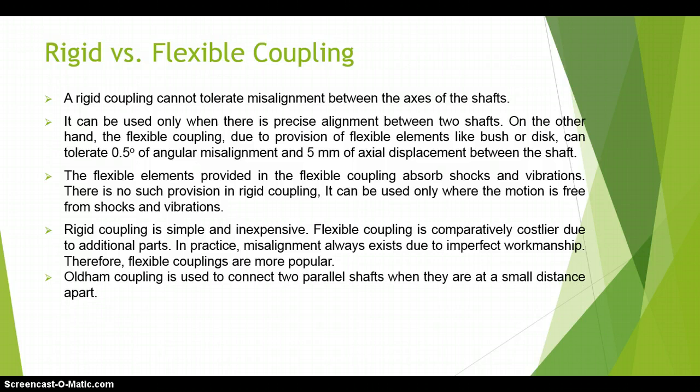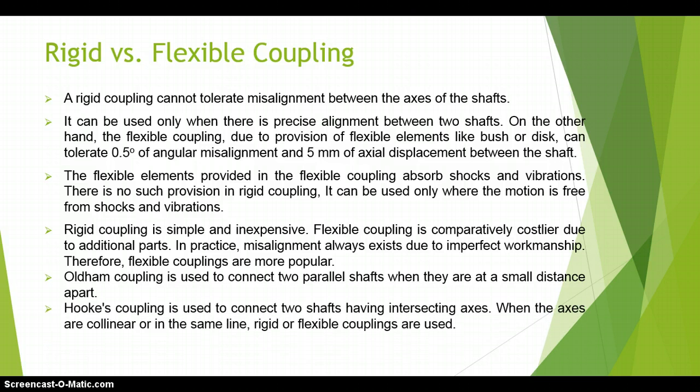Oldham coupling is used to connect two parallel shafts when they are a small distance apart, and Hooke's coupling is used to connect two shafts having intersecting axes. When the axes are collinear, or in the same line, rigid or flexible couplings are used. So this is all about the different types of coupling. That is for today's lecture session. Next time we will see the design of each type of coupling. That's all. Thank you.